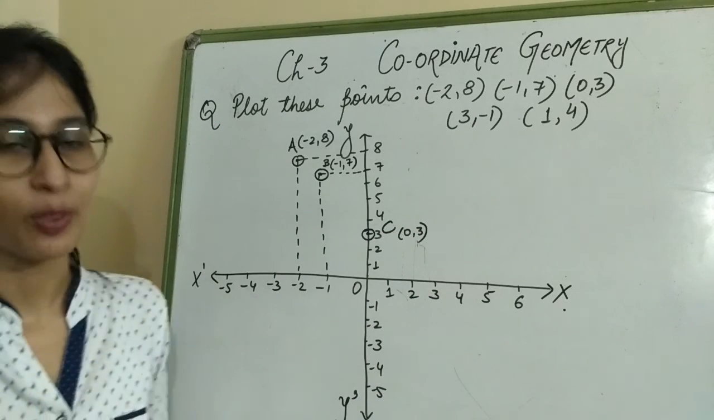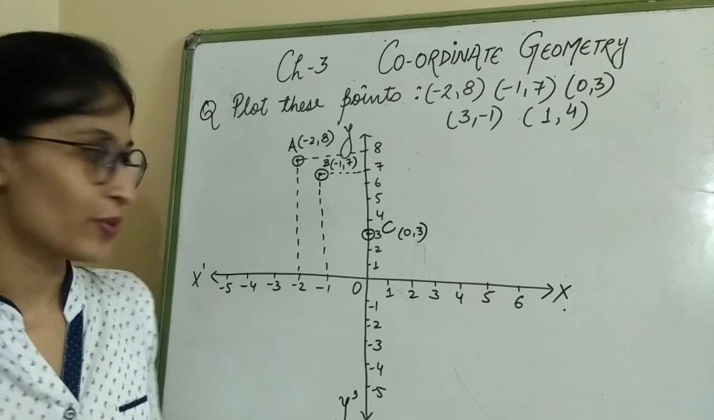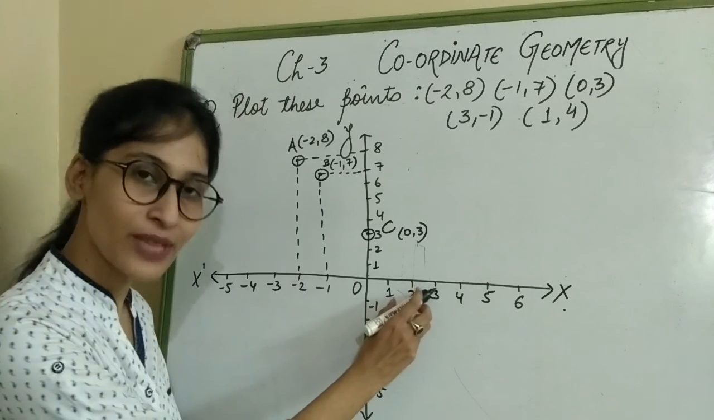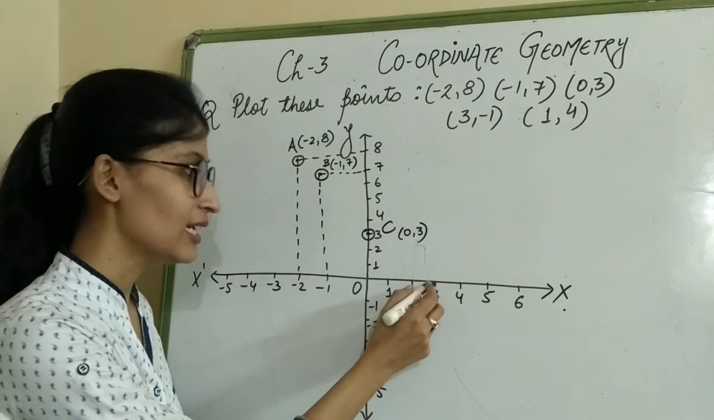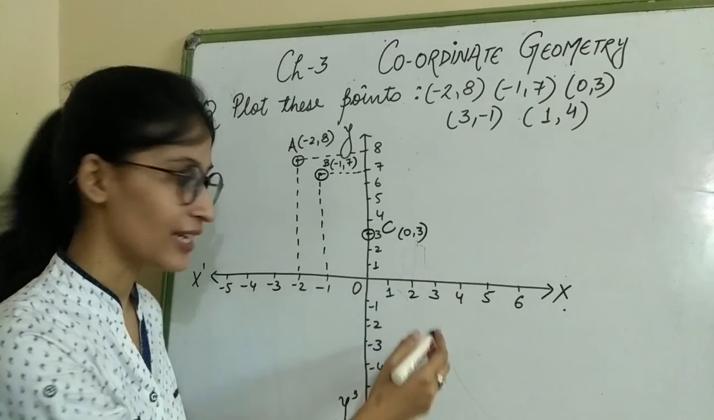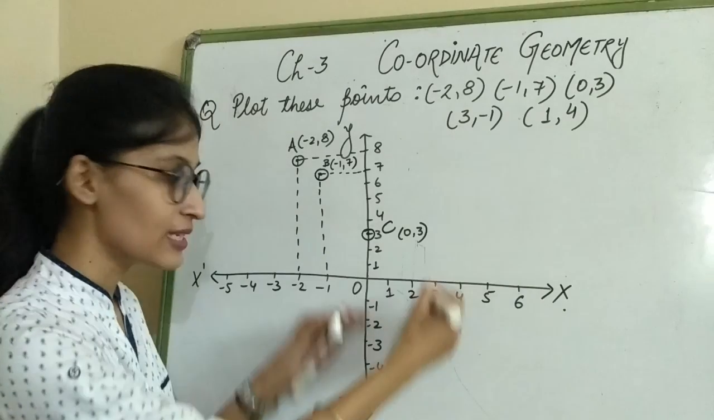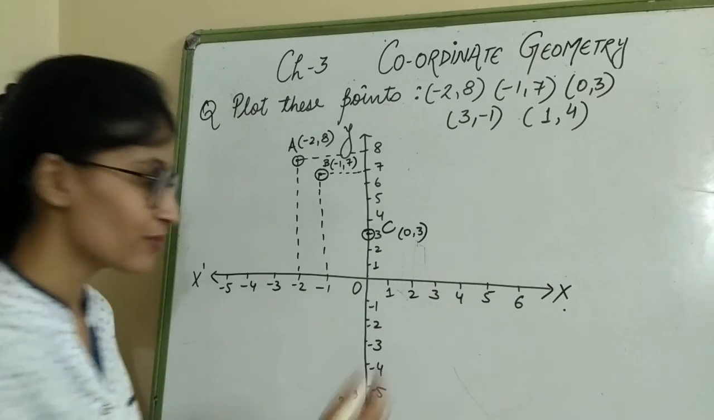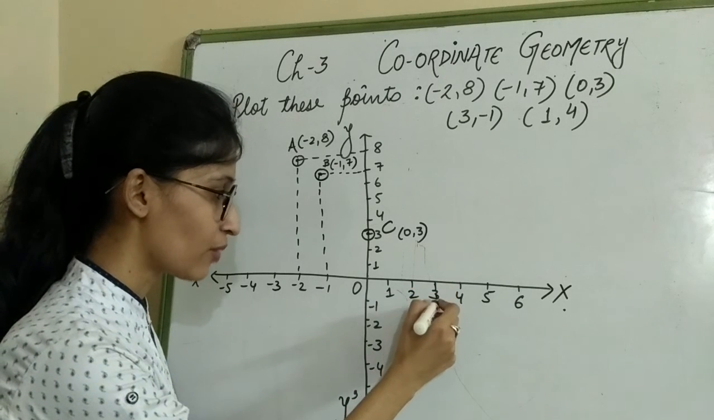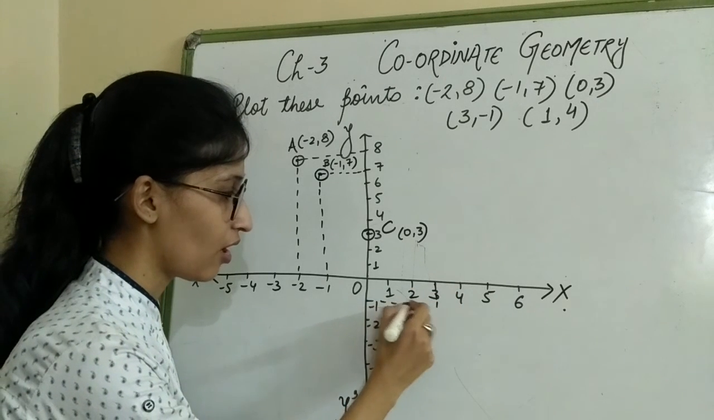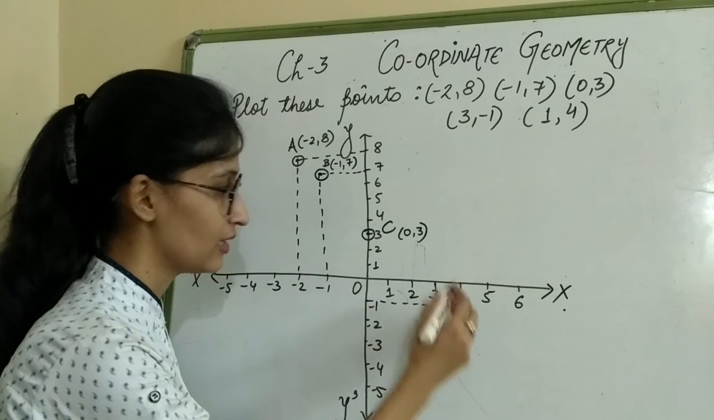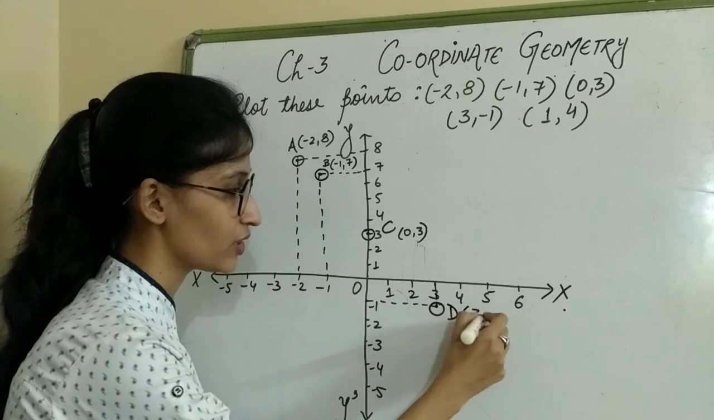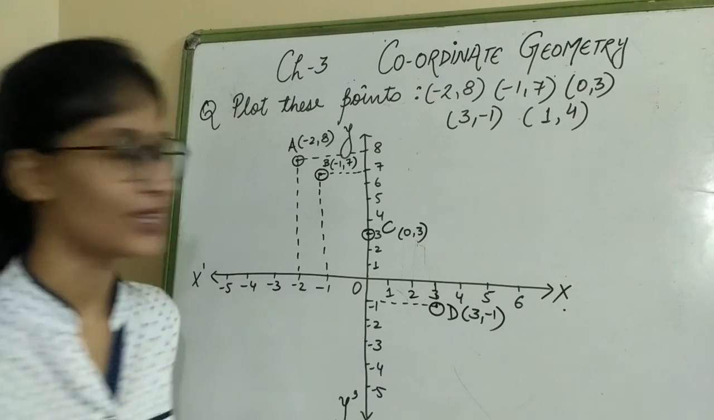Next I have to denote the point (3, -1). Start traveling from +3 on the x-axis till you reach -1. -1 means I have to travel downwards now. Starting from 3, reaching -1. This is my point D, (3, -1).